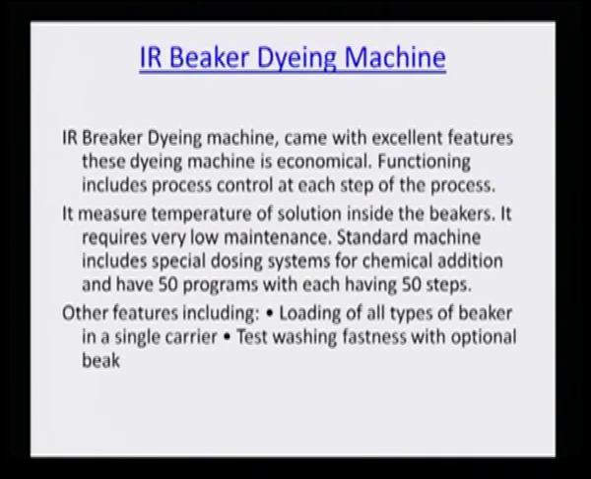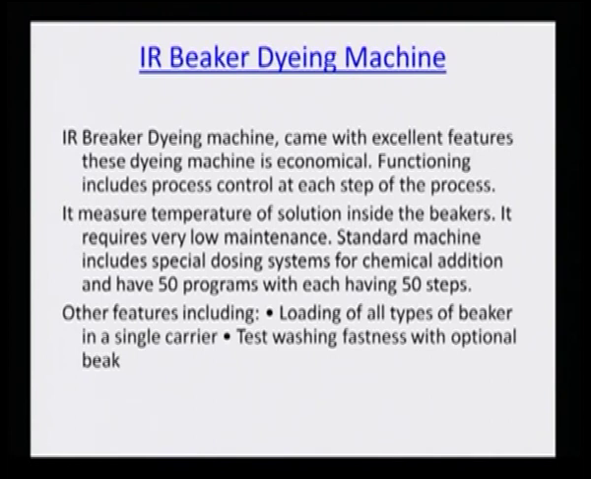Coming to IR beaker type of dyeing. IR beaker dyeing machine comes with excellent features. This dyeing machine is very economical. Functioning includes process control at each step of the process. It measures temperatures of solution inside the beakers. It requires very low maintenance. Standard machine includes special dosing systems for chemical addition and has 50 programs with each having 50 steps.